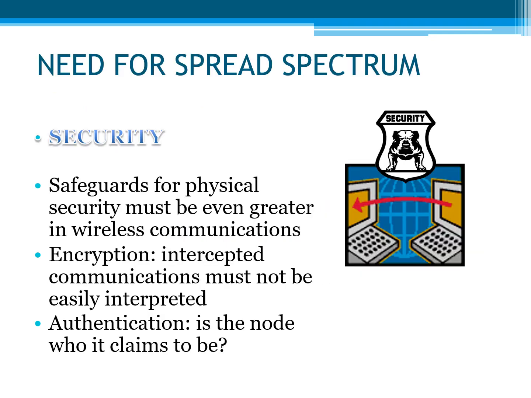Next, why do we need spread spectrum? Mainly we use spread spectrum for security purposes. That is, safeguards for physical security must be even greater in wireless communication. For encryption, intercepted communication must not be easily interpreted. And also for authentication, that is, verifying that the node is who it claims to be.